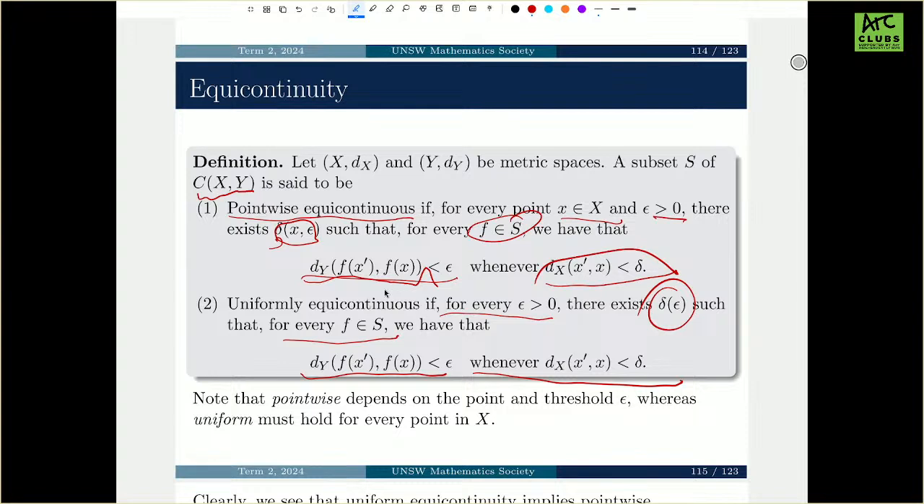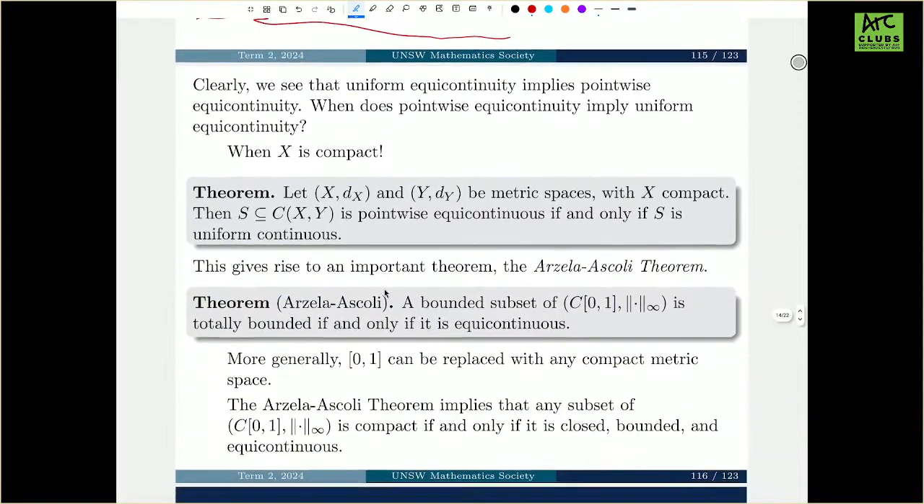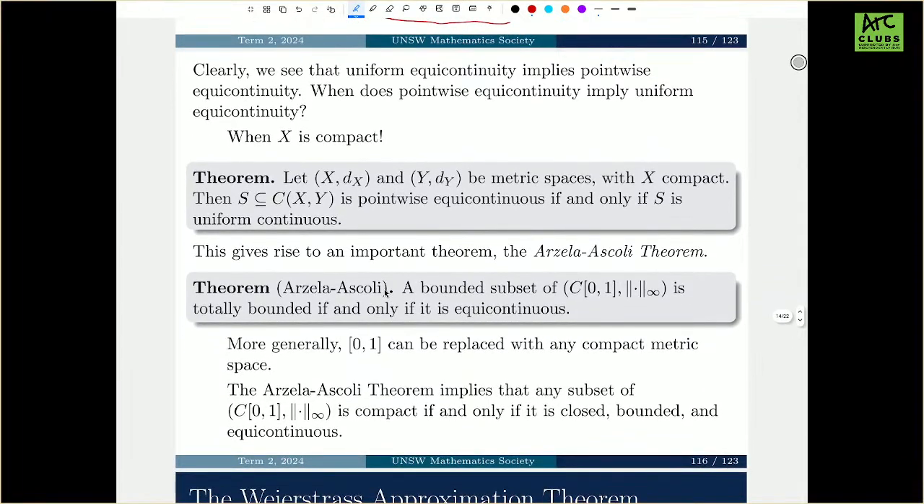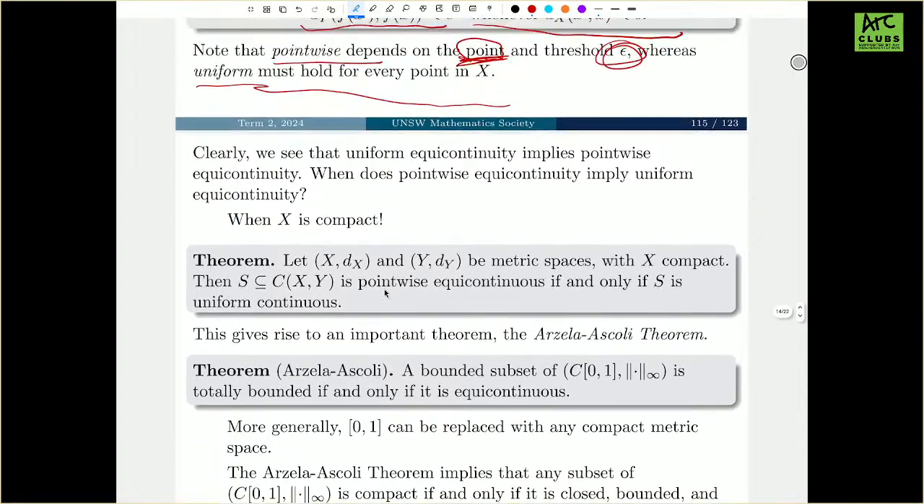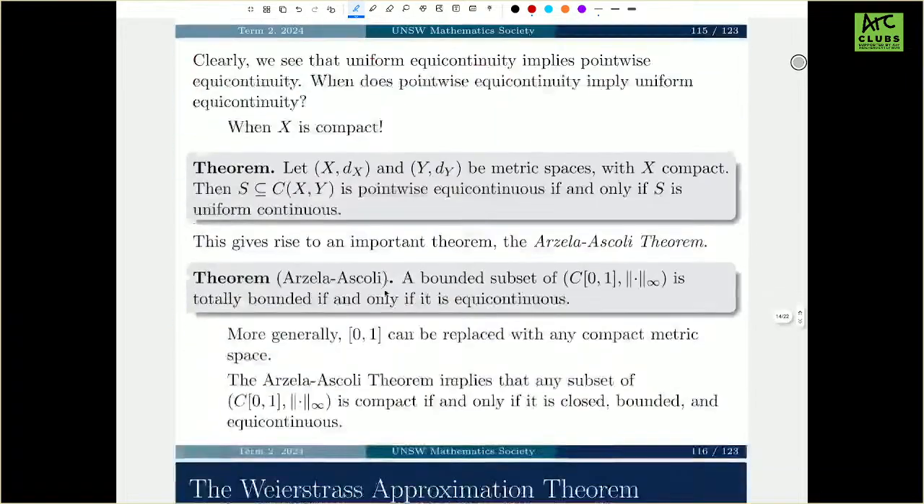So yeah, similar to pointwise versus uniform convergence, pointwise depends specifically on the point, whereas uniform is something that must hold for all the points. Uniform equicontinuity is going to imply pointwise equicontinuity just by using the epsilon you get from uniform equicontinuity for every x that you need for pointwise.